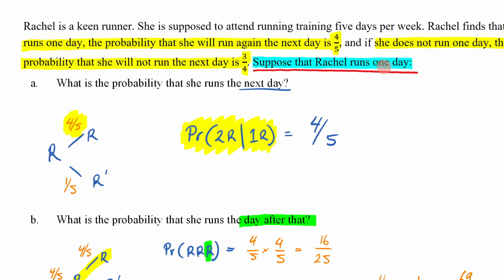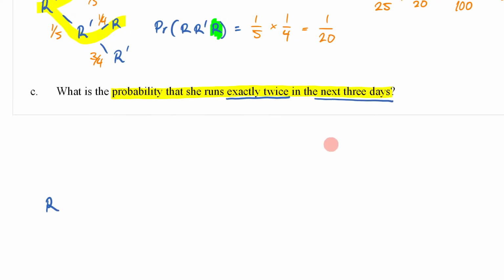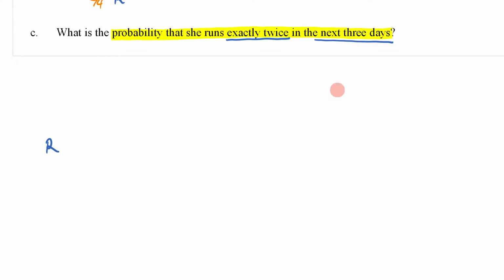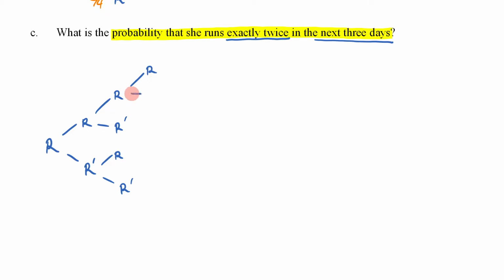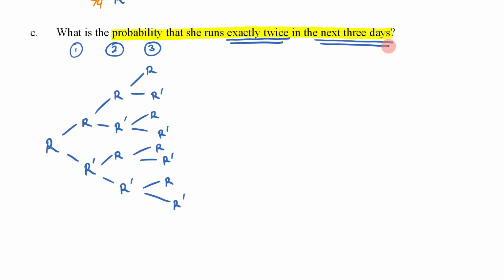Suppose that Rachel runs 1 day. So she's running this first day here. Therefore, the next 3 days would be what? Well, this would be the next day. This would be the day after that. So the second day. And then the third day is this. So as you can see, day 1, day 2, day 3. And we want to figure out that she runs exactly twice in the next 3 days.